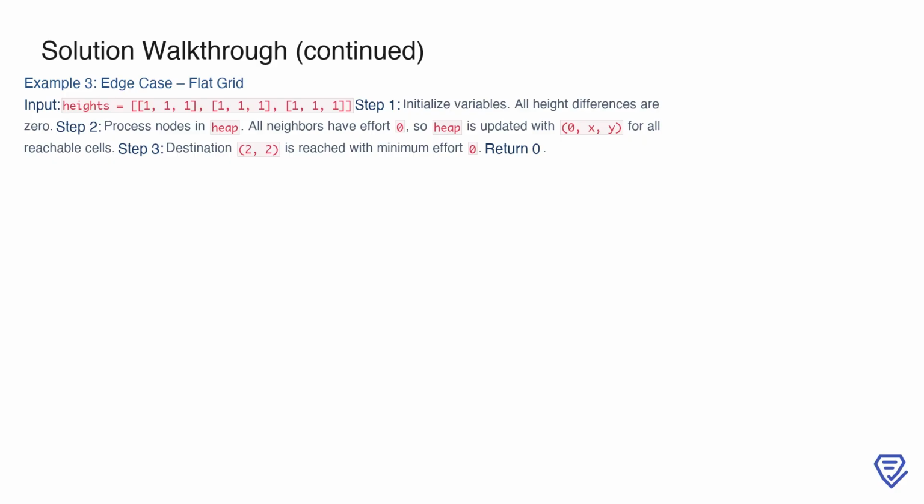Here, the input heights are 1, 1, 1, 1, 1, 1, 1, 1, 1. After initializing the variables, we notice that all height differences between neighboring cells are 0. As we process nodes from the heap, all neighbors will have an effort of 0. This means that every time we push a new cell into the heap, it will always have 0 effort. The heap is updated with 0, x, y for all reachable cells, and the algorithm progresses smoothly across the grid.